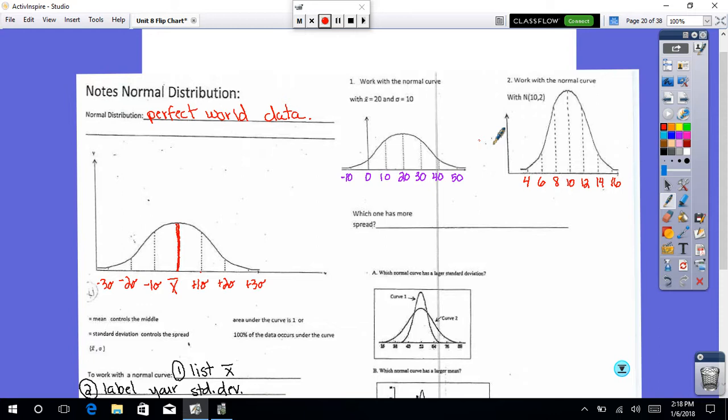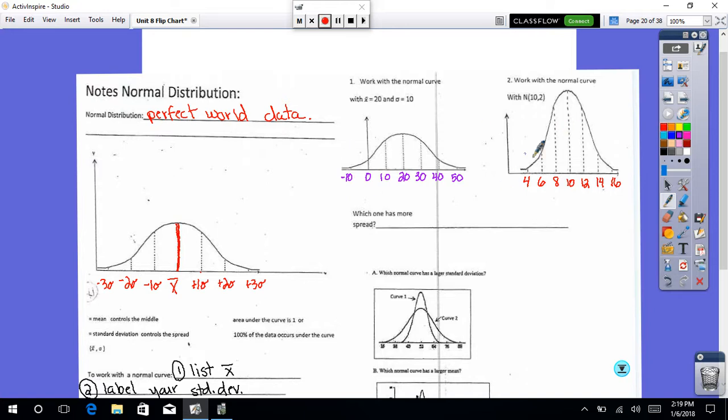Okay, so look at these two curves right here. Again, both are perfectly symmetrical. It is a perfectly shaped bell curve. But this one right here is kind of stretched out. This is more like a speed bump, and this is Mount Everest over here. It asks you which one has more spread. Which one is more spread out?